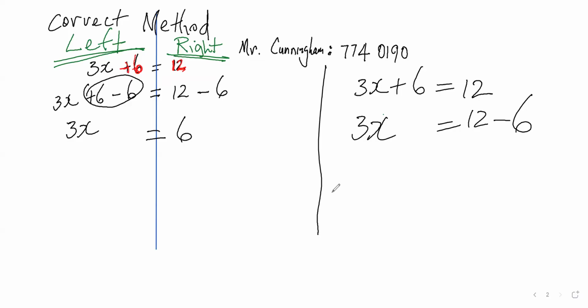3x plus 6 equals 12. So we minus 6 because we are putting all the numbers on one side. That's all. So once the numbers are on one side, you cancel them out. So 12 minus 6 is 6. Now, I have a question.